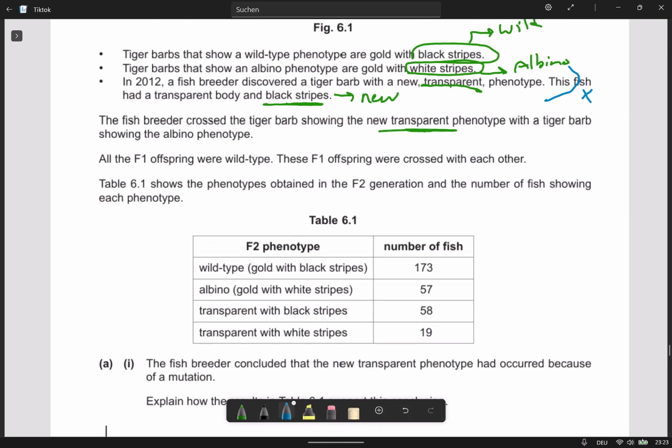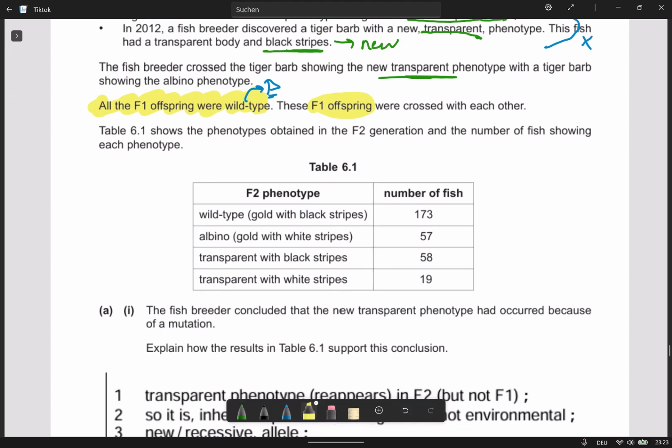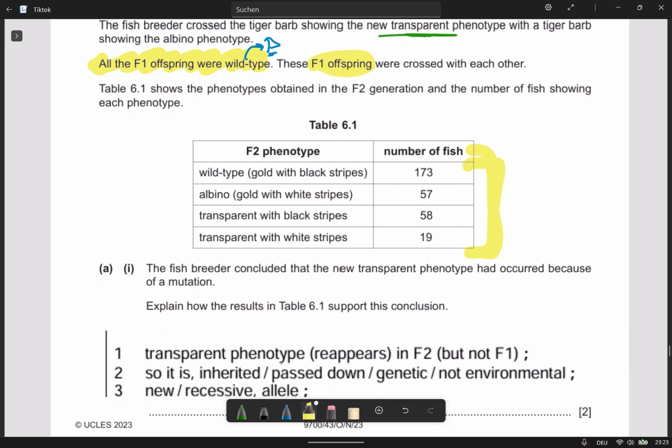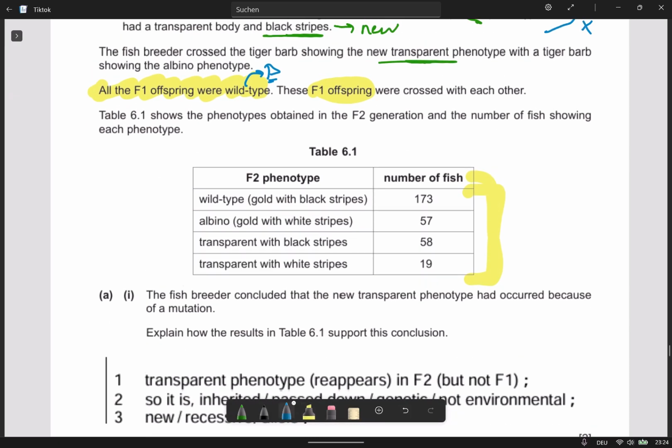So after the crossing, this is the most important line. All of the F1 offspring were wild types. Okay, this means that the wild was dominant. So when crossed with the recessive, all showed dominant features. Then when we crossed the F1 offspring with each other, it gave us this table. Okay, so this means that we crossed two heterozygotes together.